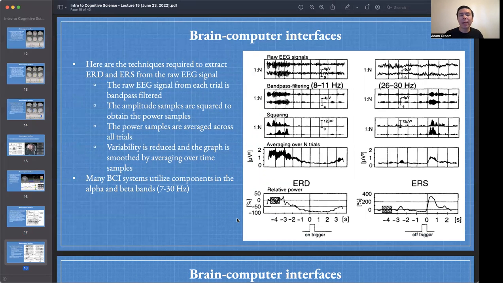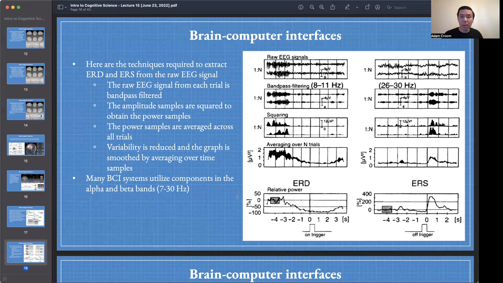And here on this figure, we have the techniques required to extract event-related desynchronization and event-related synchronization from a raw EEG signal. So we have a raw EEG signal from each trial, which is band pass filtered. The amplitude samples are then squared to obtain the power samples. The power samples are then averaged across all trials. And then variability is reduced and the graph is smoothed by averaging over time samples. And we see that in each case.